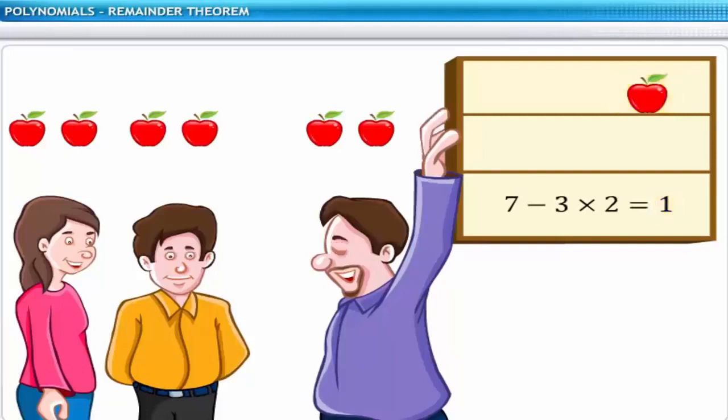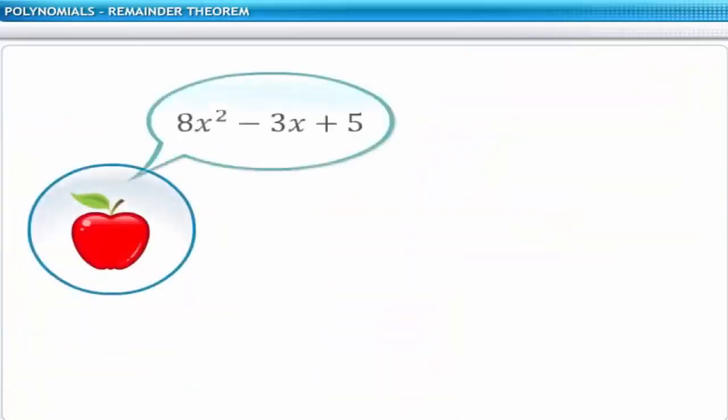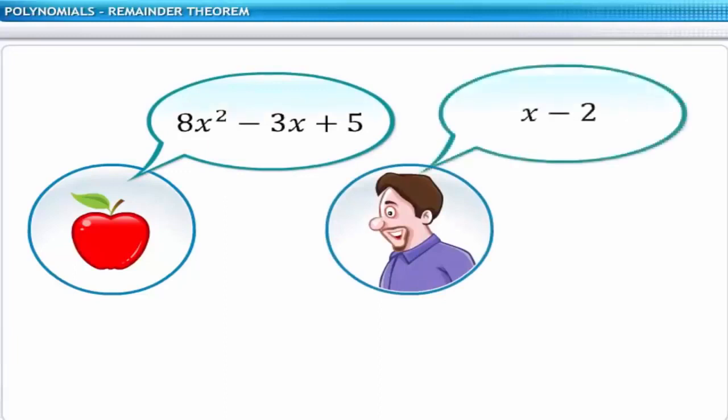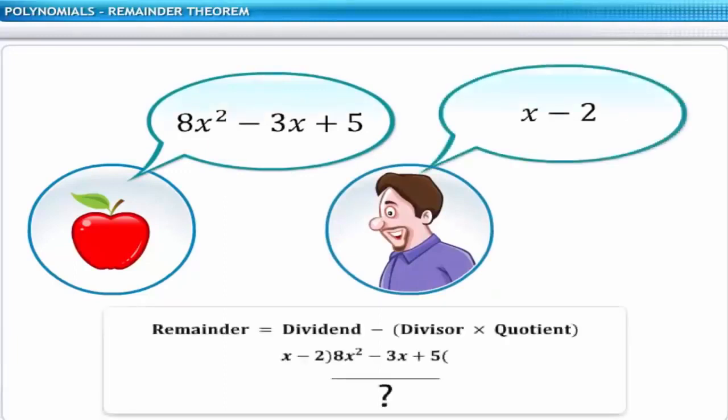As you can see, it is easy to perform these operations with integers. However, if the number of apples and recipients were polynomials, such as 8x squared minus 3x plus 5 and x minus 2, then the remainder can be calculated quickly and easily by using a theorem called the remainder theorem.